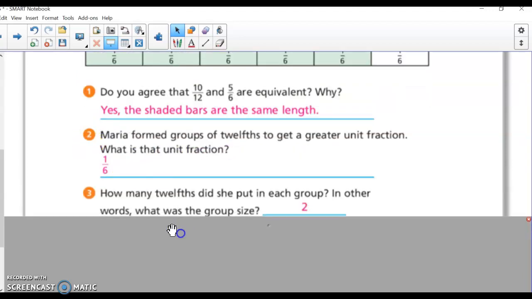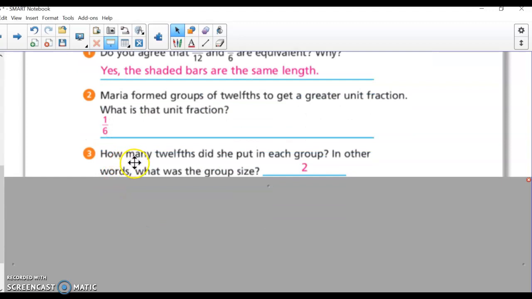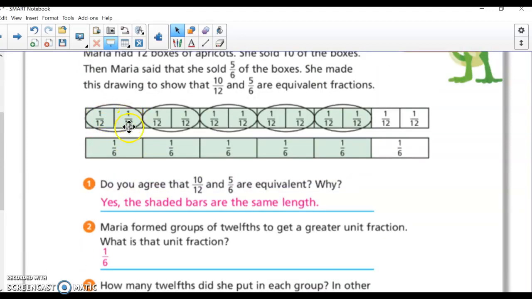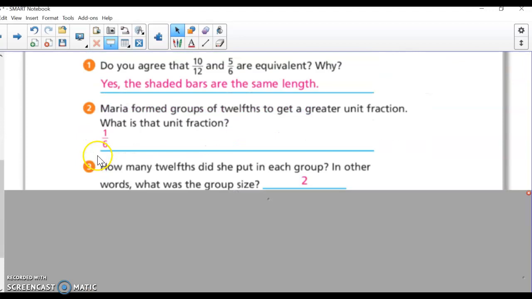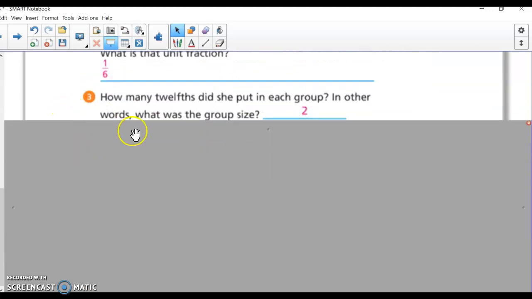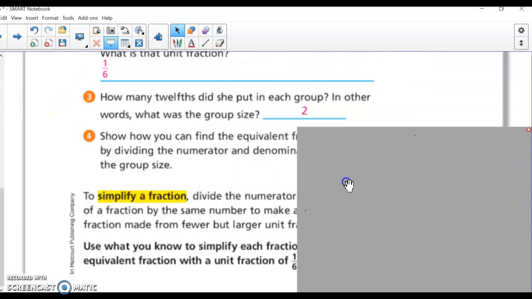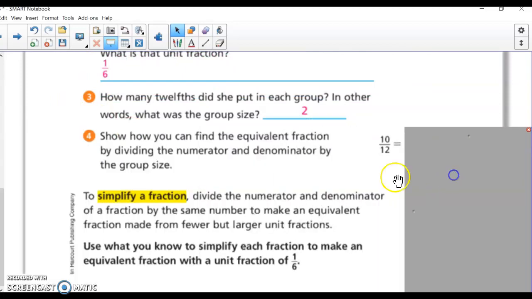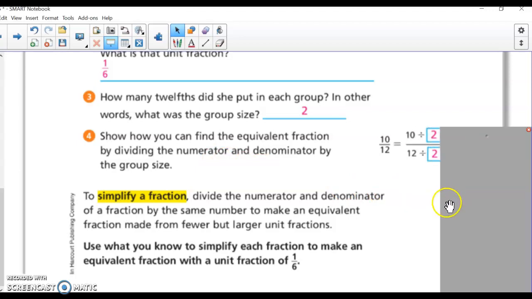Okay, so that tells us how many twelfths did she put into each group? Well, these 2/12 are in the same group as 1/6. So two groups now, or two 2/12 equal 1/6. Show how you can find the equivalent fraction by dividing the numerator and denominator by the group size. So remember last week, what we did was we multiplied the top and bottom by the same number. Well, when we're combining groups now, we're going to be dividing by that same amount.